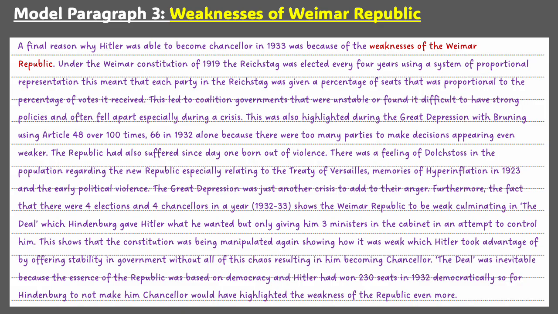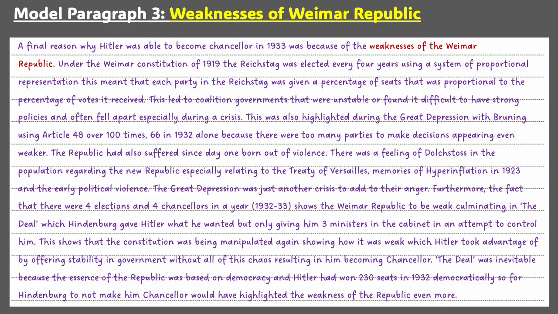This led to coalition governments that were unstable and found it difficult to have strong policies, and often fell apart, especially during a crisis. This was also highlighted during the Great Depression when Brüning used Article 48 over 100 times, 66 in 1932 alone, because there were too many parties to make decisions, appearing even weaker. Remember, we keep coming back to that idea that this paragraph is about the weakness of the Weimar Republic. So that's our evidence, and we need to explain why that makes it look weak.